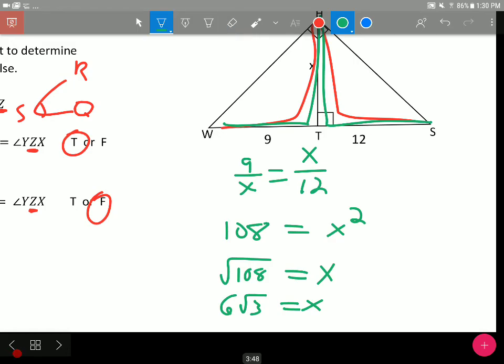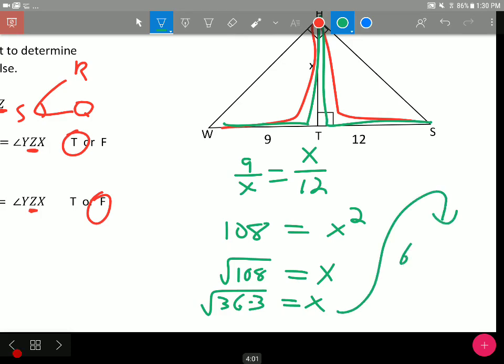The reason for that: we're not asking you to reduce this right now, but 108 is 36 times 3, which equals x squared. And the square root of 36 is 6, so that's 6 times the square root of 3 equals x. Again, we're not asking you to do that yet, at least not that I know of. And yeah, let's keep going.